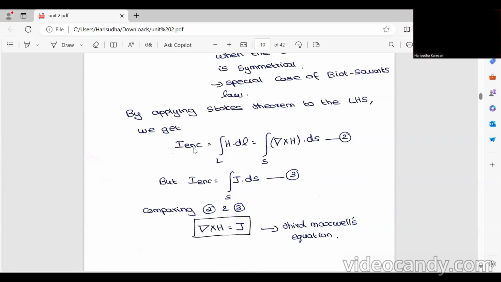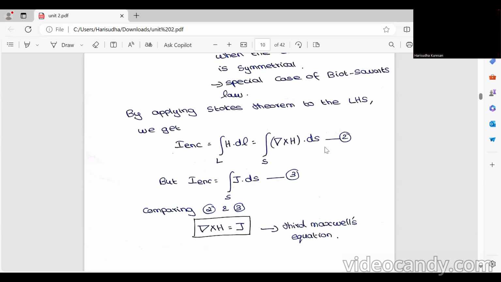So the enclosed current can be represented in terms of the line integral, and it can also be represented in terms of the surface integral. We also know that the enclosed current can be written in terms of the current density, that is, integral over S of J dot ds. So this is also an enclosed current, an equation for enclosed current in terms of L and in terms of S.